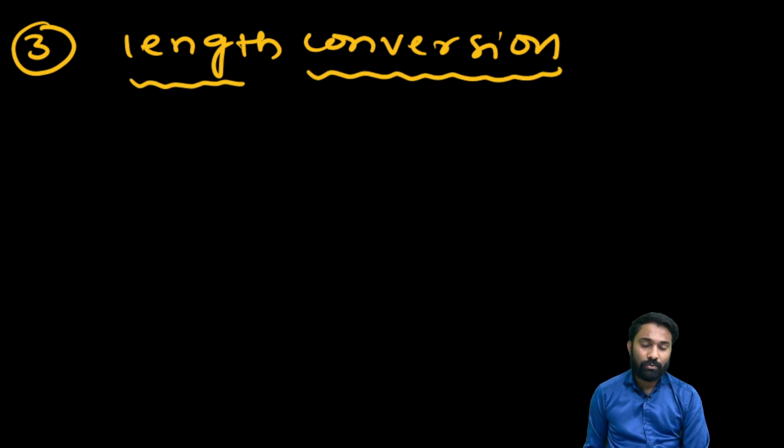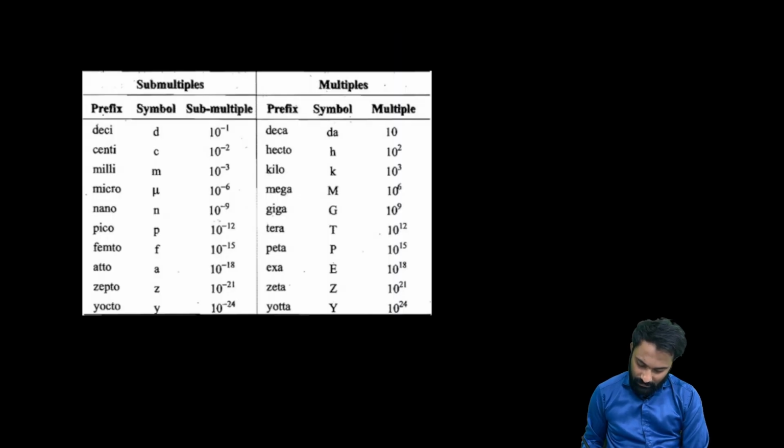In these length conversions, before going to the length conversions, I want to define some units. What are they? Here you can see the submultiple units. Clear? What are the submultiples? It is deci. Deci means 10 to the power minus 1.